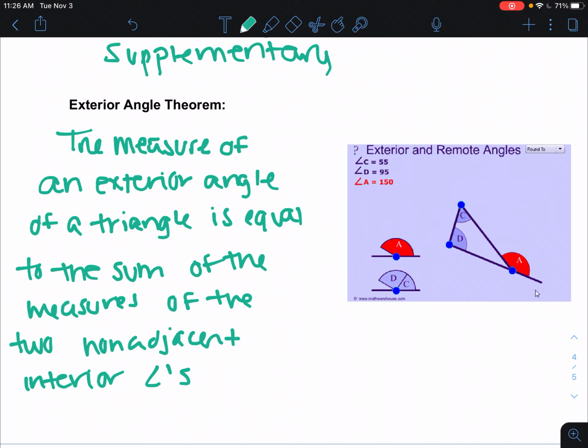So just like this picture is showing us, this GIF, showing us that no matter how much we move these angles around, the sum of the two opposite angles is going to be the same as the exterior angle across from them. So in this case, C plus D will always equal A, no matter what we do.